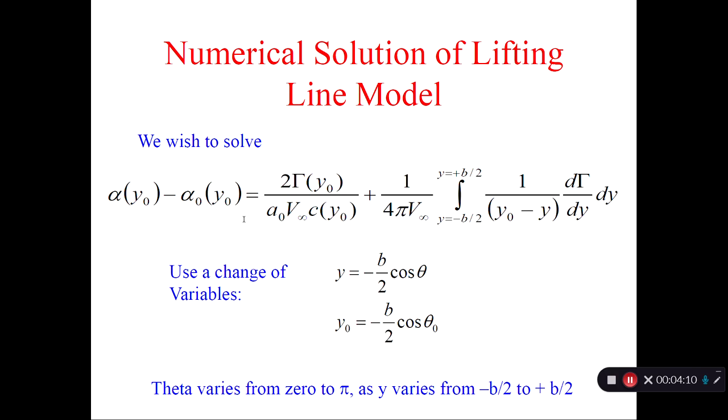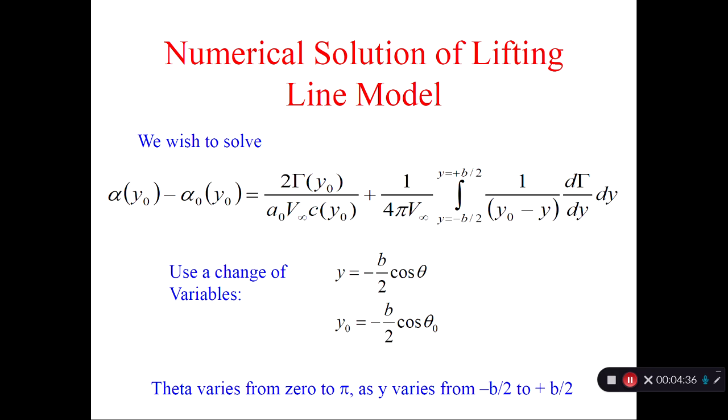As we mentioned, this is an integral equation. The unknown, Gamma, is buried not only on the outside here, but also inside the integral. So we have to assume some kind of a form or a shape for Gamma before we can integrate it. In the previous example, which is the elliptically loaded wing, we assumed Gamma was distributed like an ellipse. So that's what we used.